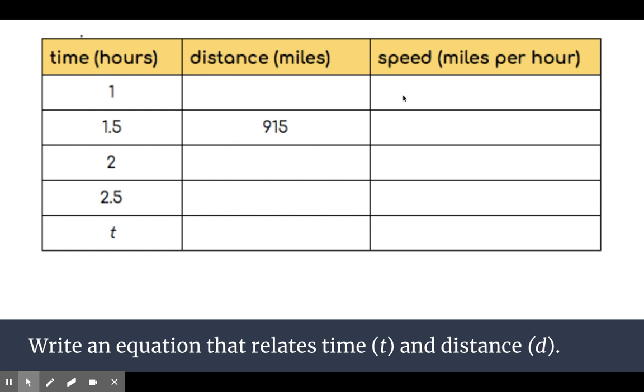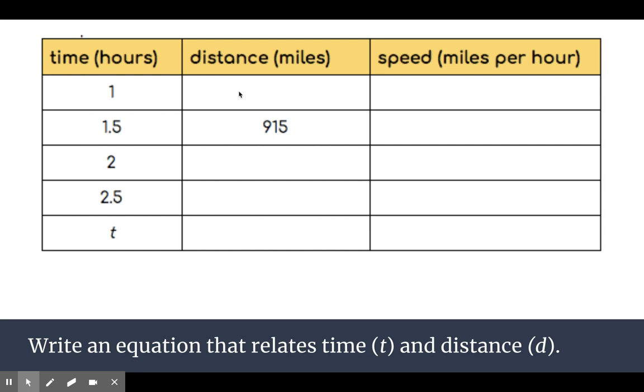I would have written 610 miles per hour. So once again, 610 miles per hour. If I were filling out this second row, it would be 915 miles per 1.5 hours. So again, because the second row was given, I divided 1.5 by 1.5 to get 1, and then 915 by 1.5 to get 610.